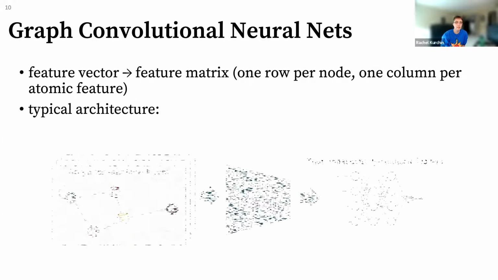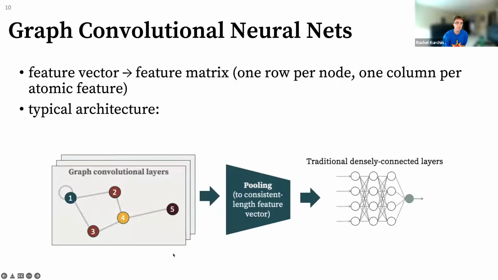And then our typical architecture would look something like this, where we have a graph convolutional layer, or maybe a few graph convolutional layers. Then the output of those needs to be pooled to get to some consistent length feature vector, because these graph convolutional layers can act on graphs of any size, but one of the dimensions of that output matrix will be a function of that size. And so if we have these densely connected layers at the end, they're going to have some fixed width. And so we need to have this pooling procedure in here as well.